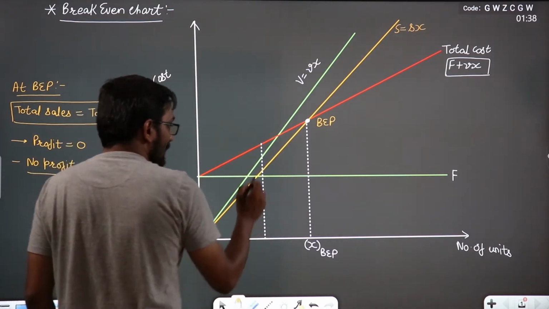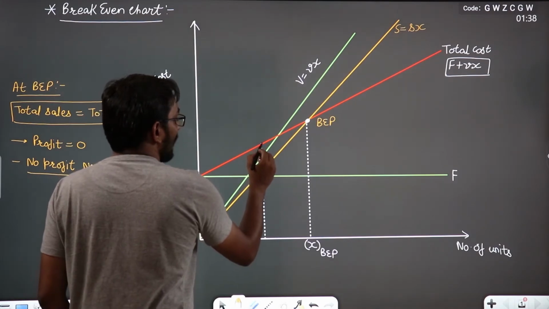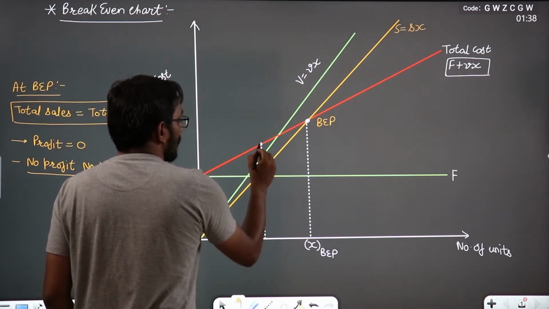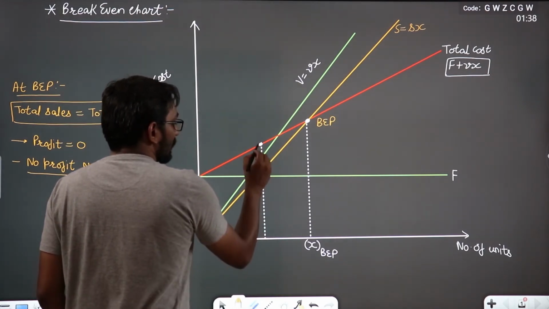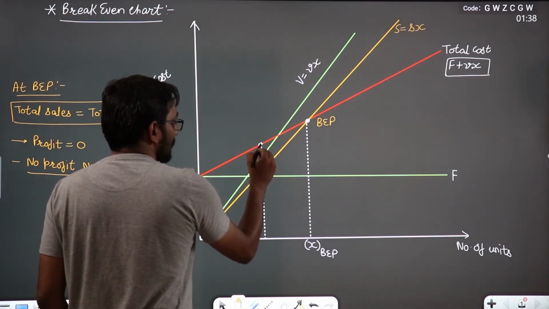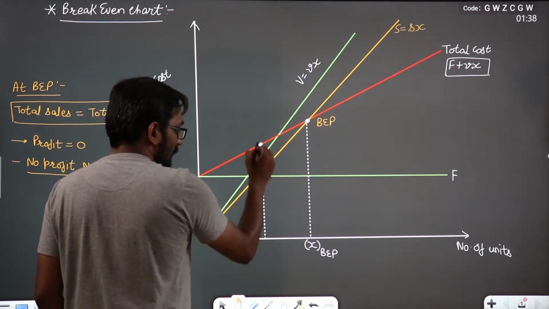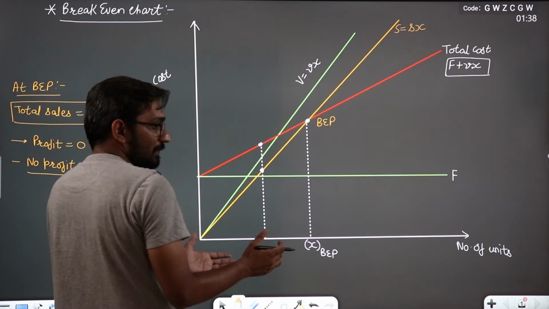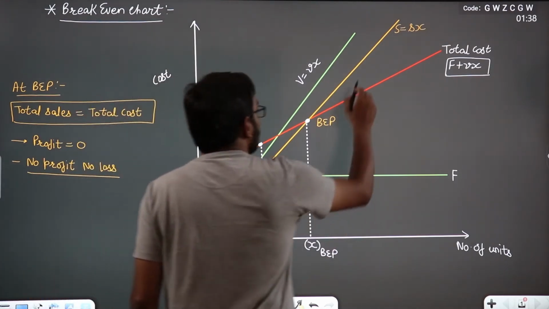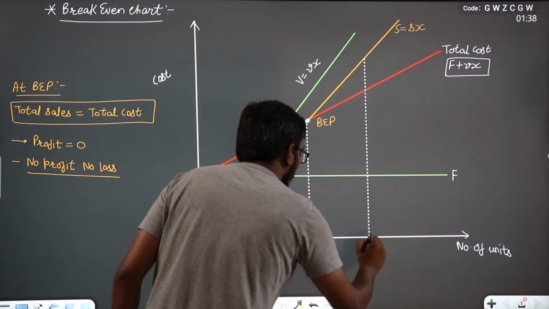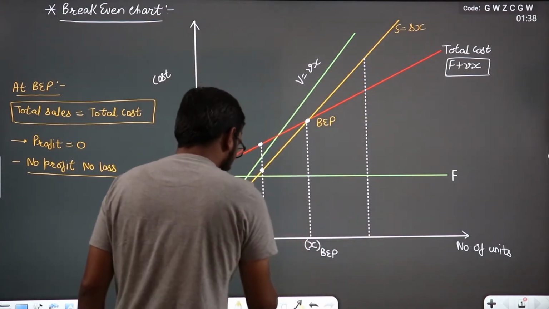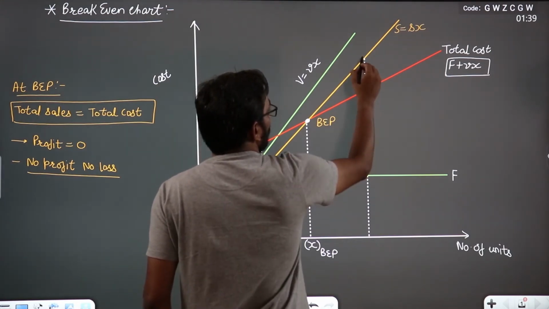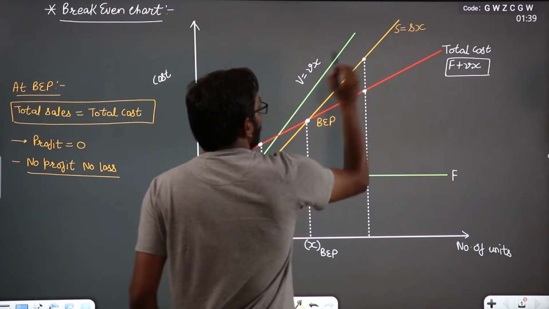So at this point you can see that total cost is more than the total sale. This is the total cost line, this is the total sales line. So you will bear this much amount of cost for producing these units, and you will get only this much. So at this point you will be in loss. And if you produce more than this break-even point, suppose this one, right? You can see at this point, this will be the total cost, and this will be your sale.